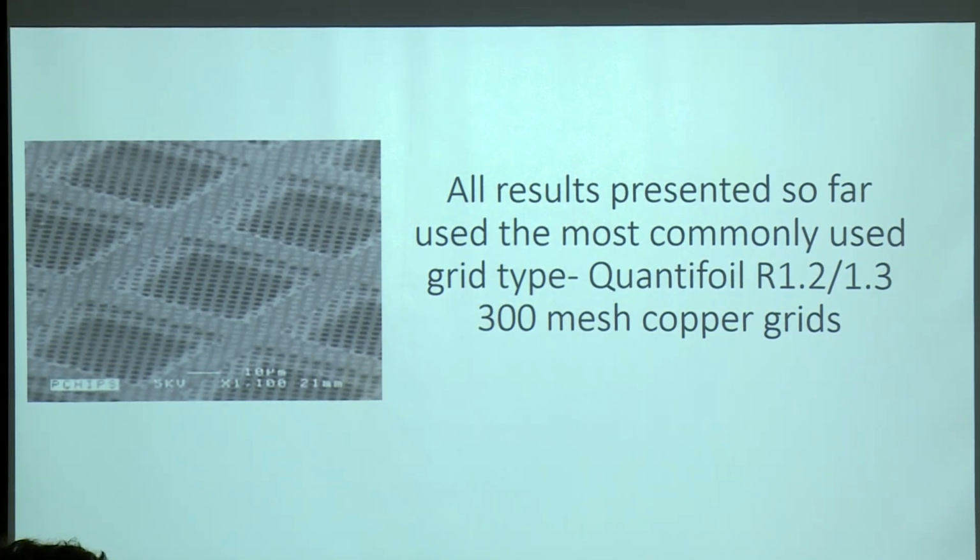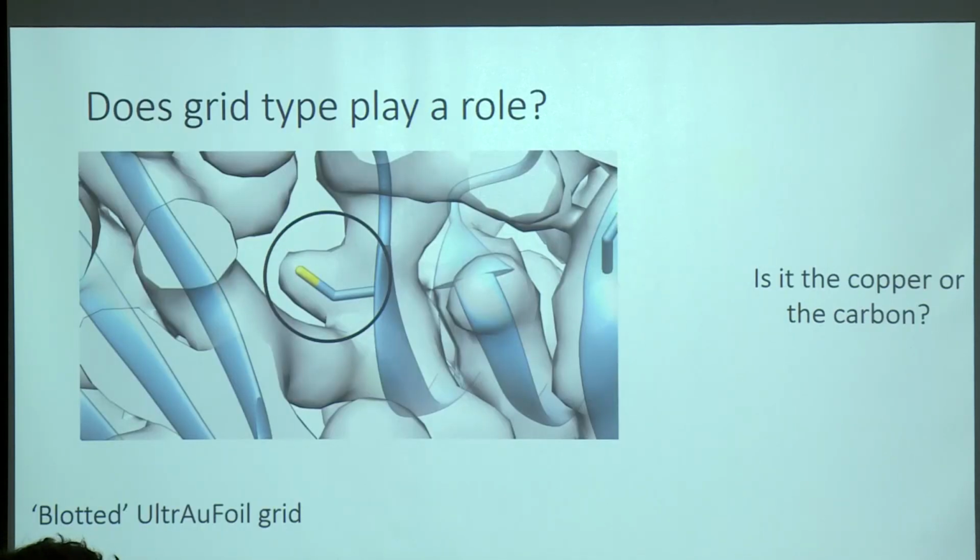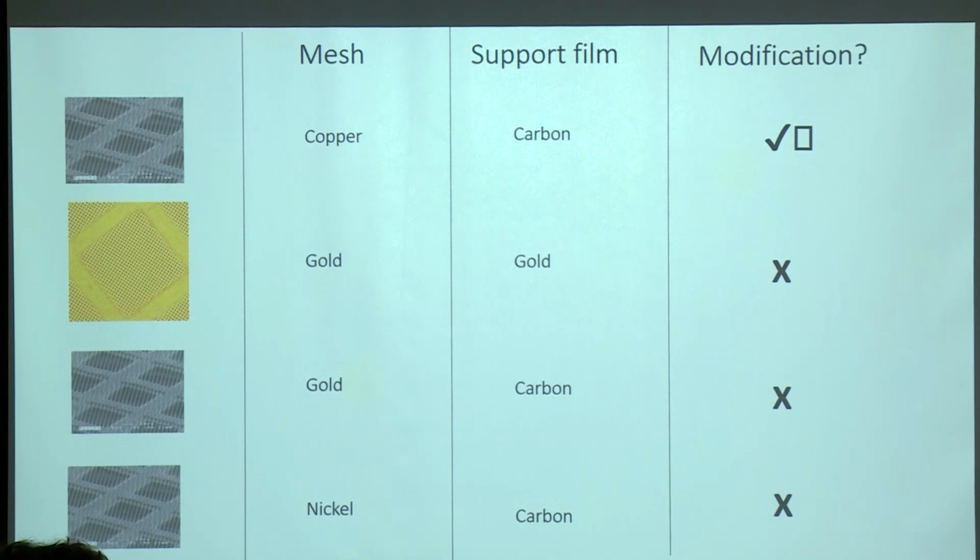So we thought, well, maybe there's a relationship with this modification that we're seeing on the cysteine. And I'm going to run through this quite quickly, but the answer is basically that if we make an UltrAuFoil grid, again, we don't see this modification. We wanted to know whether this was really related to the copper or the carbon on the standard 1.2, 1.3 grids. Basically, if we make a gold carbon grid, we don't have this modification. So it's really only when we're using a copper grid that we get this additional modification. So we think that this is basically copper-catalyzed chemistry.